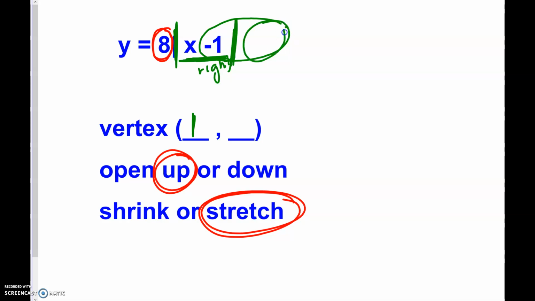Now, is there a number outside here anywhere? Is it going up? Is it going down? No, the vertex is not moving at all. So this number is a 0. So it is 1, 0.